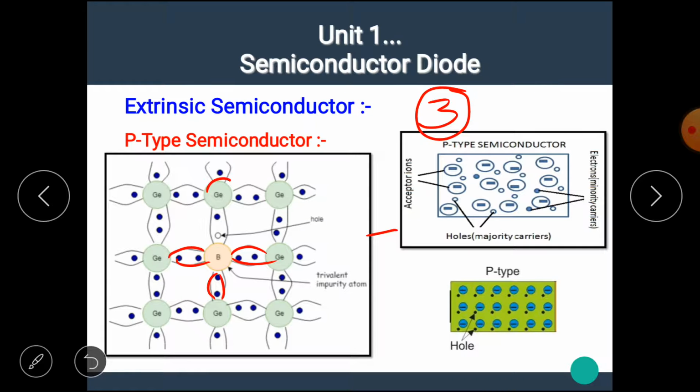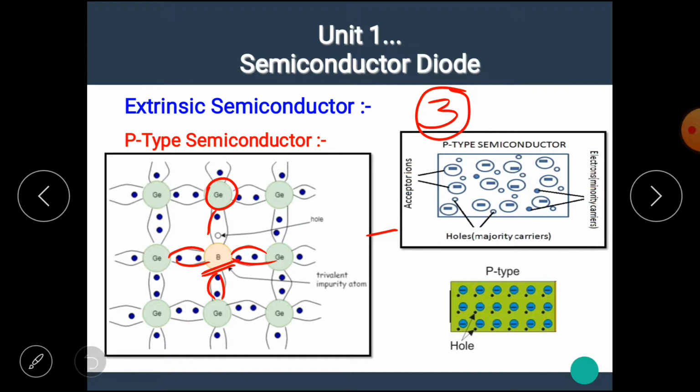But with this germanium atom, this boron atom cannot make a covalent bond because there is a deficiency of an electron. That means there is the absence of an electron, and in electronics the absence of an electron is called a hole. In other words, we can also say that a hole is a deficiency of electrons. In electronics, the current is carried by electrons as well as holes. Okay, now I hope you understand the p-type semiconductor material.